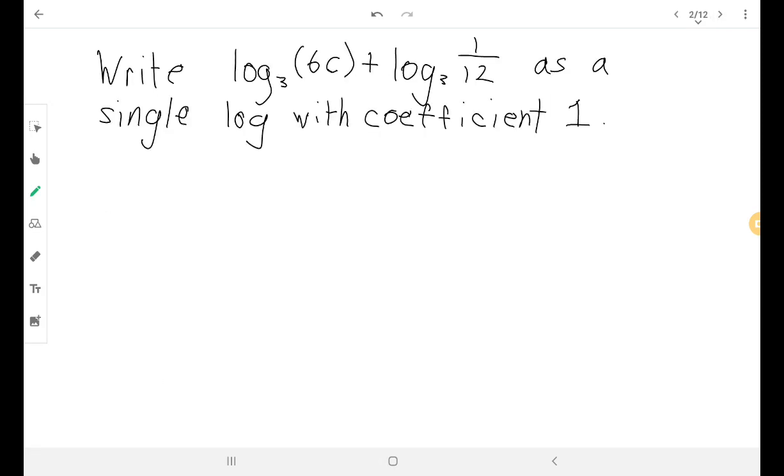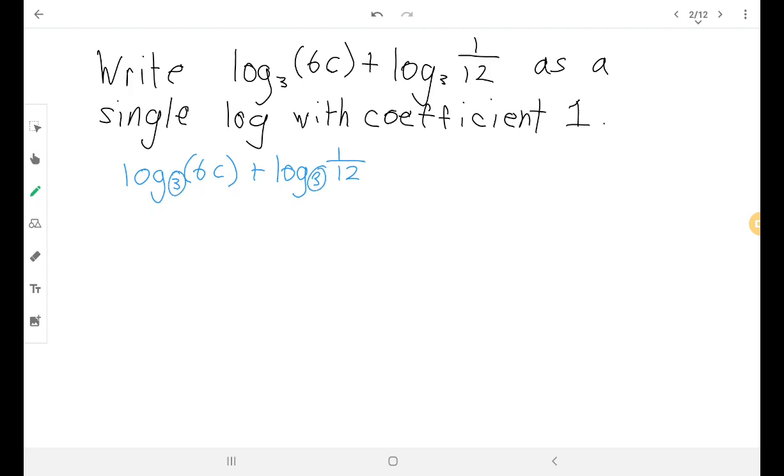We want to write this expression here as a single logarithm with a coefficient of 1, meaning it'll start out with log something. So let's take a look at how we read this, make sure we know how to read it. Log base 3 of 6c plus log base 3 of 1 over 12. And all we're going to do is look at how we might condense this, okay? So here's the rule.